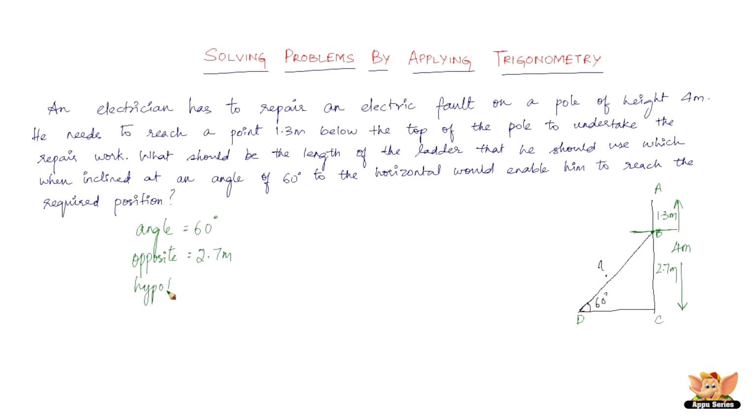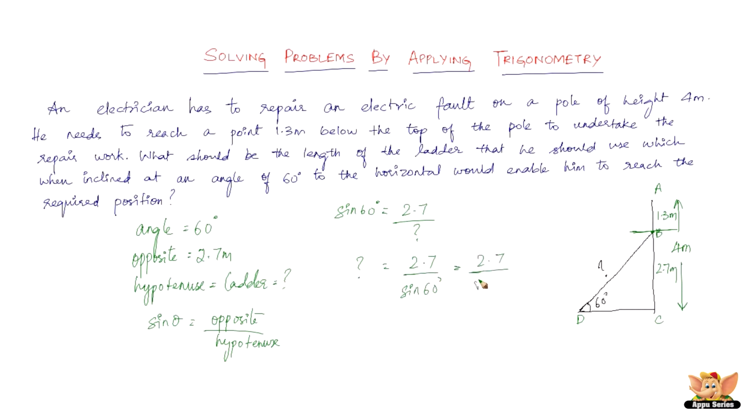And hypotenuse is what we have to find. The ladder. The length of the ladder is what has to be found. So opposite, hypotenuse, and angle. Well, sine, cos, tan. What is it? It is definitely sine. Because we've got sine theta as opposite by hypotenuse, right? So the theta is 60 degrees. So sine 60 degrees equals opposite, which is 2.7 meters, and then we've got the hypotenuse as the question mark. So we need to find the question mark. Question mark equals 2.7 meters over sine 60.